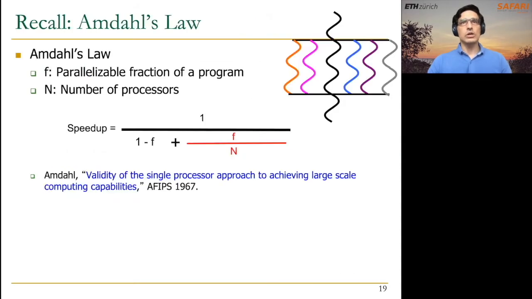Recall Amdahl's law, the speedup that we can get in a program where there is some parallelism depends on what's the parallelizable fraction of the program, because this is the only part of the program that we can really speed up by using whatever number of processors we have.